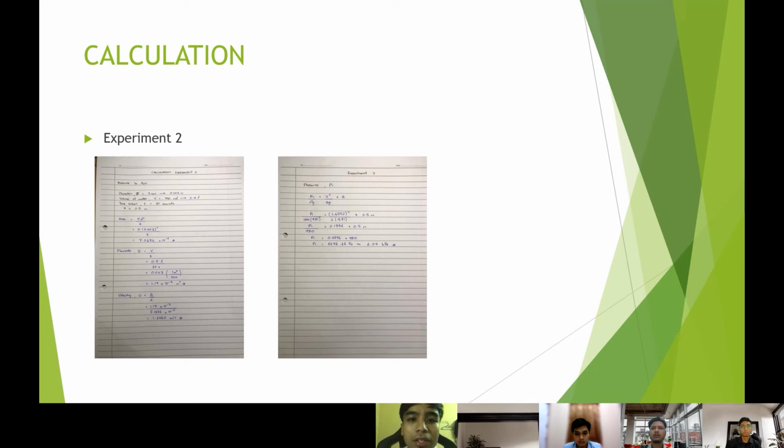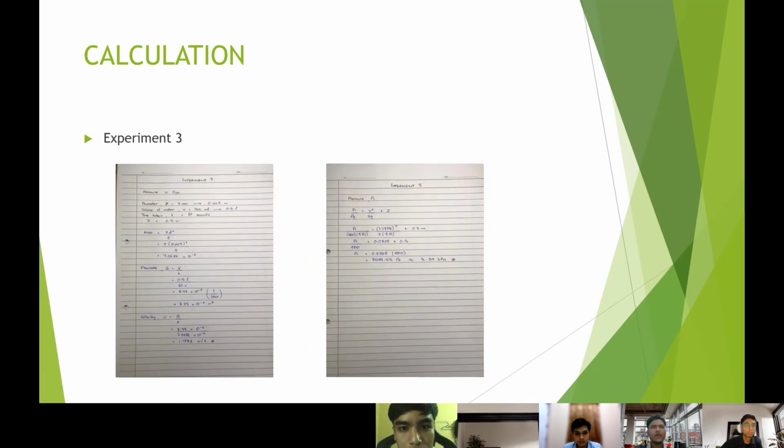And then finally, for experiment 3, we use the diameter of 3 mm at each hole. So the volume we get is 500 milliliter and time taken is 60 seconds as shown in the result data. So we calculate the area and we get 7.0686 times 10 to the power of -6. And the flow rate, we get 8.33 times 10 to the power of -6 meter cube.